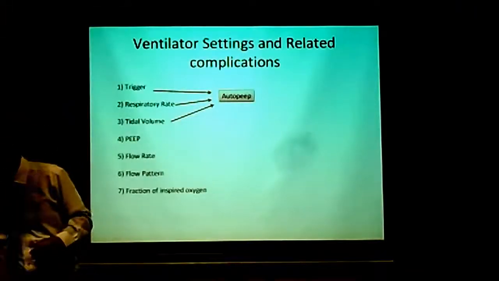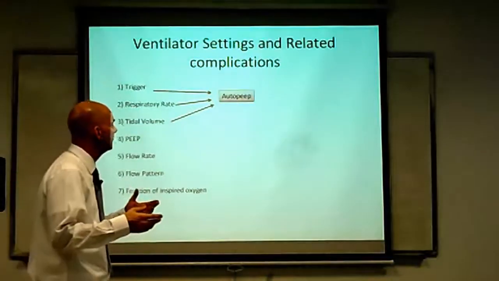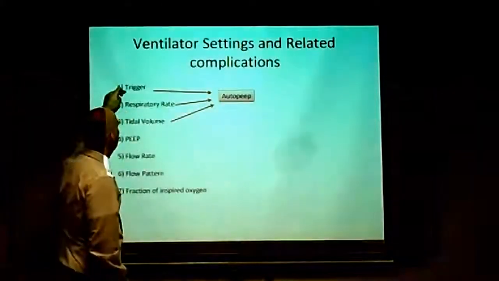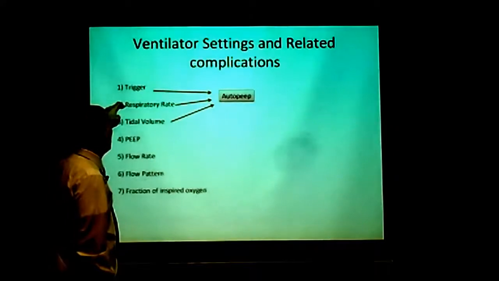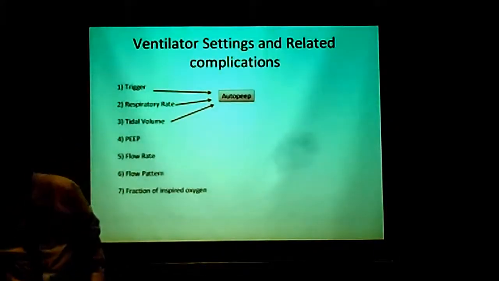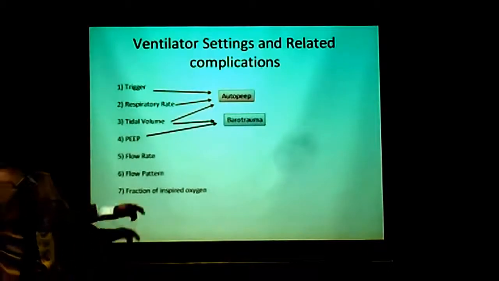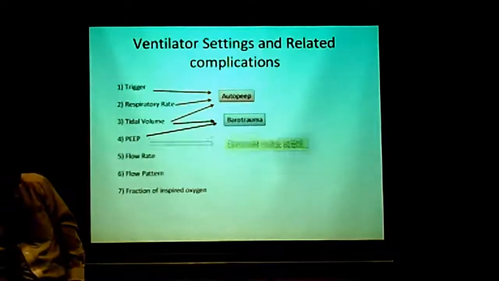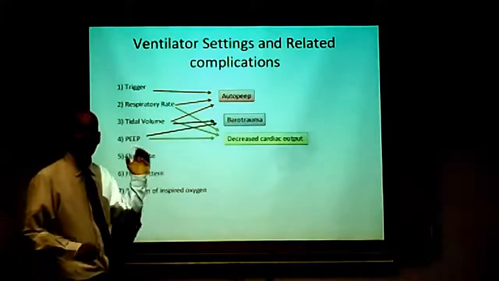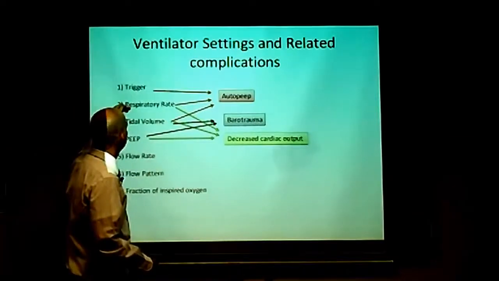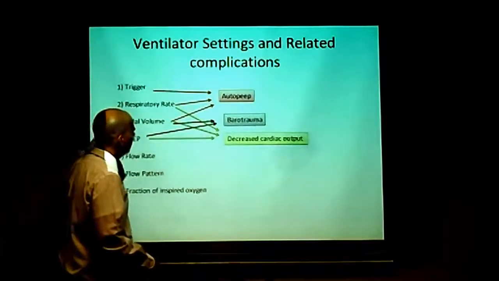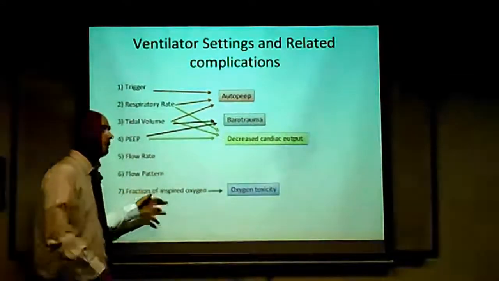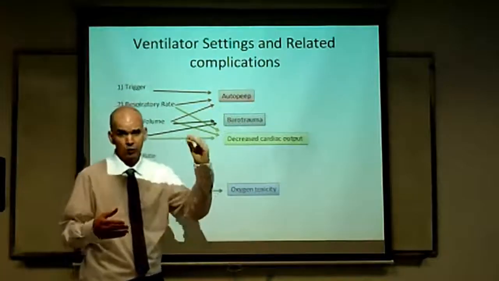So in summary, these complications that I've gone over and how they relate to ventilator settings go a little bit like this. Auto-PEEP, caused mainly by a trigger that's too sensitive and high respiratory rate and high tidal volume. Barotrauma, caused mainly by excessively high tidal volume and high PEEP. Decreased cardiac output, caused mainly by a respiratory rate that's too high, a tidal volume that's too high, and a PEEP that's too high. And oxygen toxicity caused mainly by a fraction of inspired oxygen that is too high.